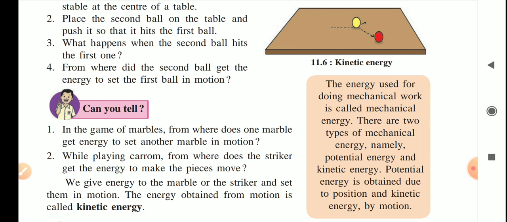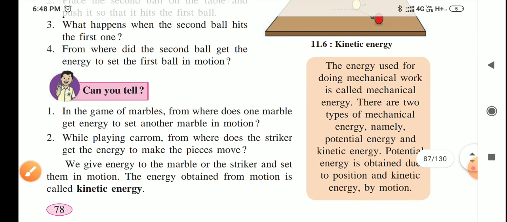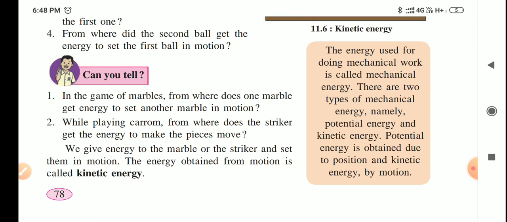Now the energy used for doing mechanical work is called mechanical energy, and there are two types of mechanical energy, namely potential energy and kinetic energy. Potential energy is obtained due to position and kinetic energy by motion. So this is the conclusion you can say obtained from all of these examples. Potential energy is obtained due to position and kinetic energy by motion. So this will be all about mechanical energy.